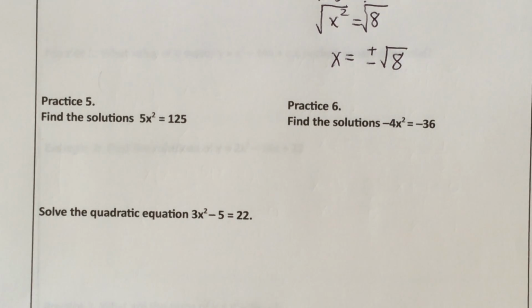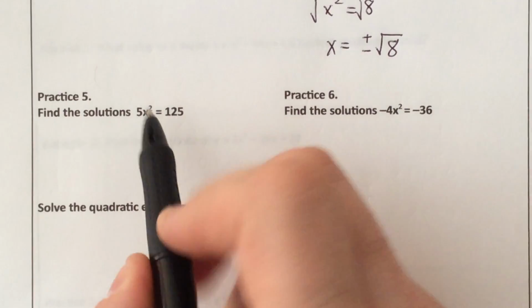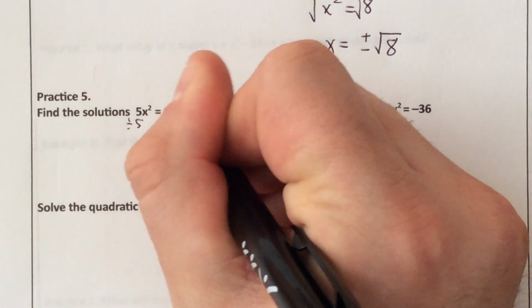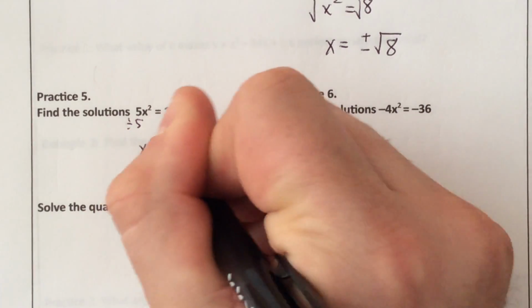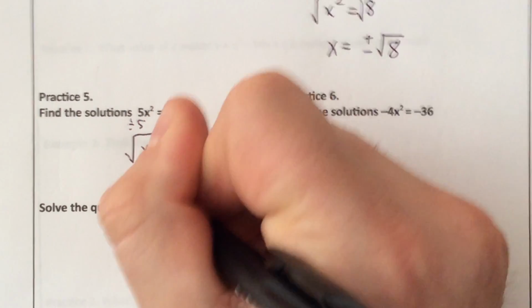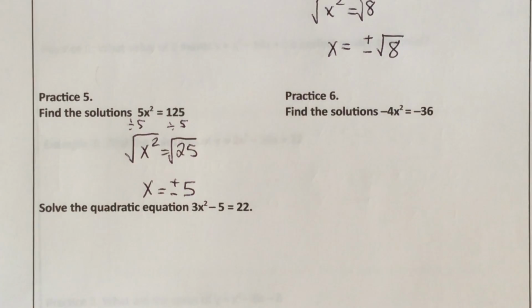All right, for practice 5, we have 5x squared equals 125. So to get x by itself, first I would divide by 5. I end up with x squared equals 25. Take the square root of both sides. X is equal to 5, and it's positive or negative.